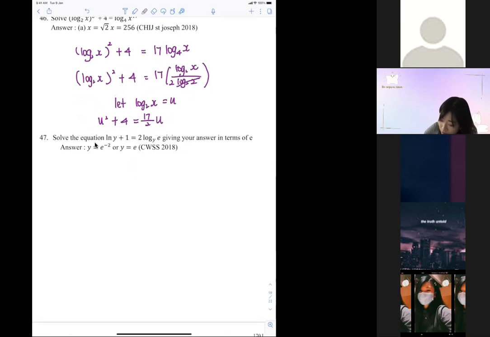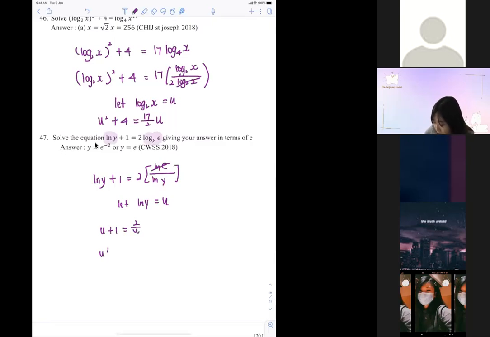Okay, another one, the same thing here. This is ln, this is log base y. You must change it to the same thing. Usually I like to change to ln. So open bracket, ln over ln, e on top, y below. So you see ln y on top, ln y below. Same thing, one on top, one below. You let ln y equals to u. u plus 1 equals to 2 over u. Everything times u. Again, you can solve.